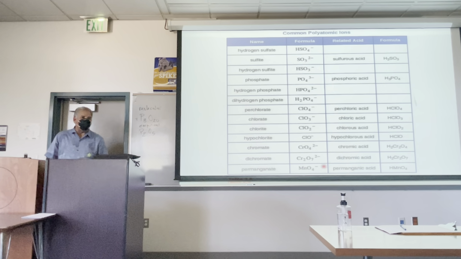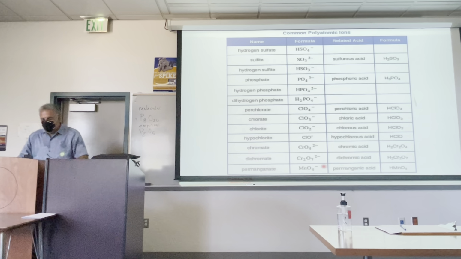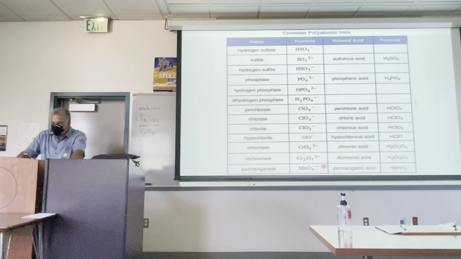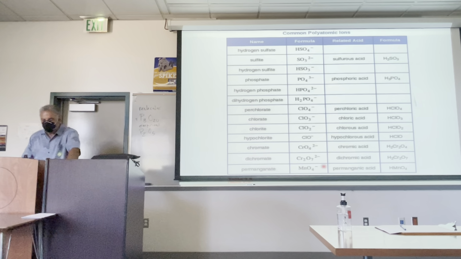So we've gone over common polyatomic ions again, but let's just hear them and say them. Hydrogen sulfate, HSO4 1-, sulfite, SO3 2-, hydrogen sulfite, HSO3-, phosphate, PO4 3-, hydrogen phosphate, HPO4 2-, and there's a related acid to all these, right?